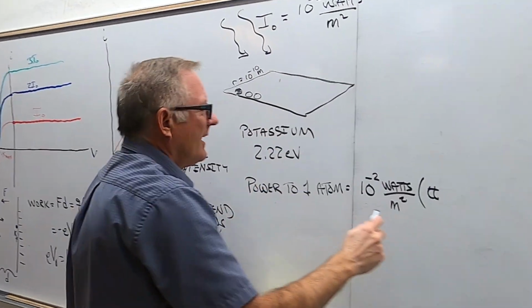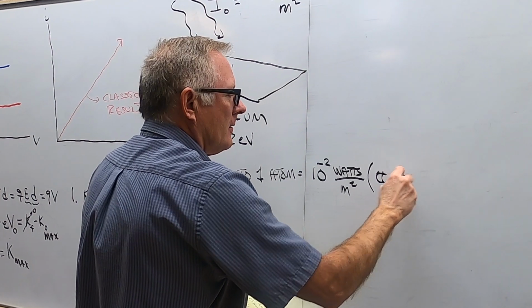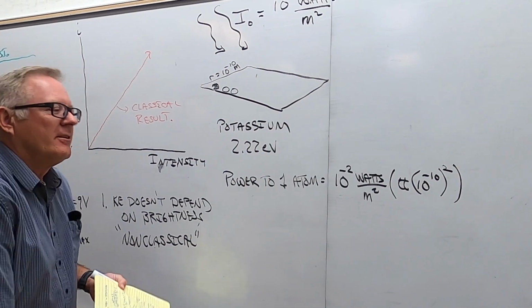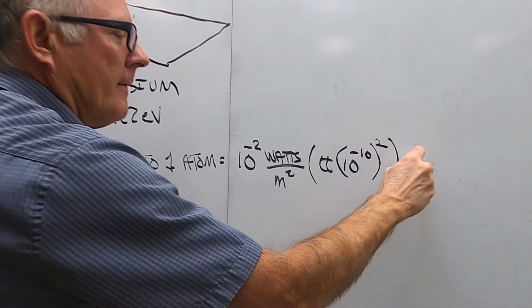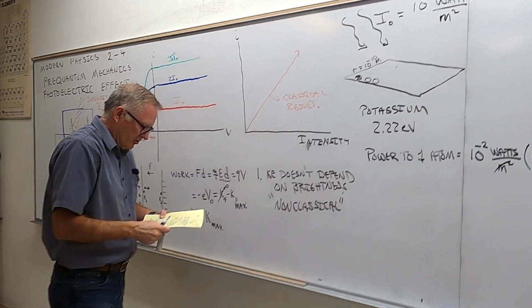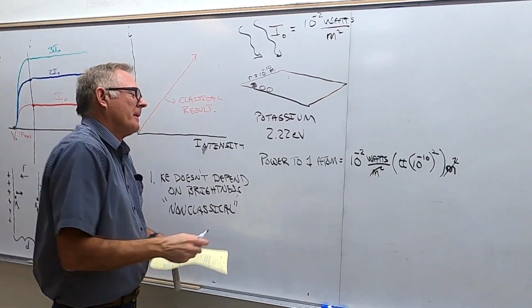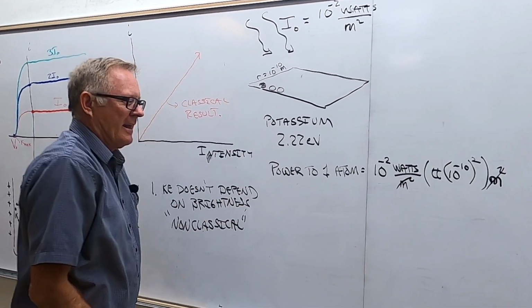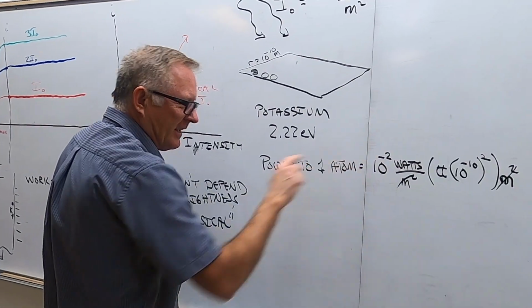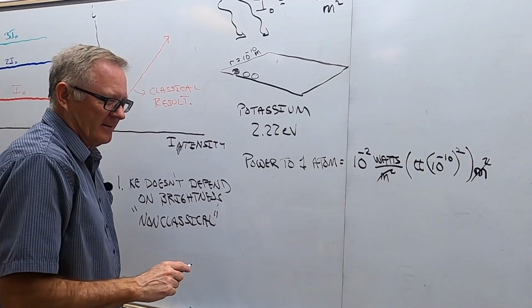Pi times 10 to the minus 10 squared, pi r squared, meter squared. Okay, so you notice we're just in watts. So there's how much wattage is going into just that one atom. Remember, power is energy per time. So this is how much energy is going in per second.